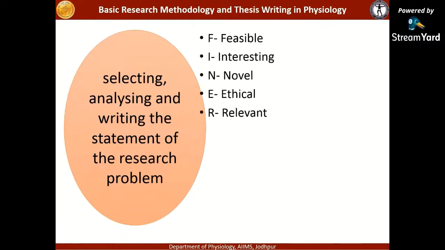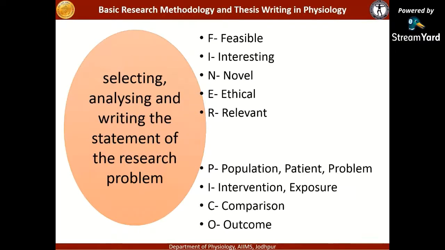For selecting the research problem, you have to use the finer criteria: feasibility, interest, novelty, is it ethical or not, is it relevant or not. For analyzing a research problem, you should go for the PICO guidelines. P stands for population, patient or problem. I stands for intervention, exposure, C stands for comparison, and O stands for outcome.